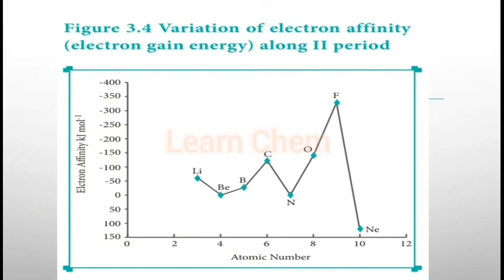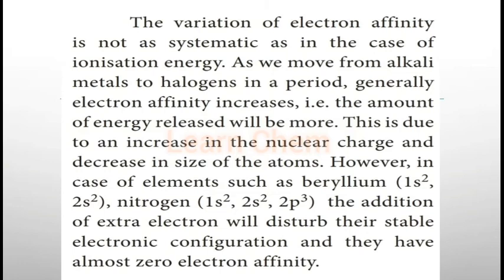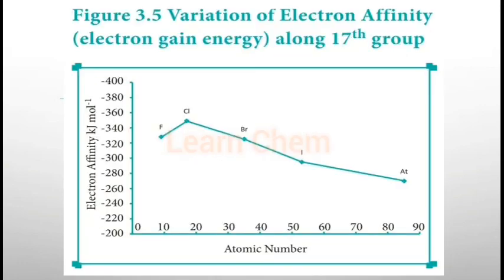Okay, in this series. Down the groups, from top to bottom the size of the atom gets larger, so the electron affinity value gets smaller, isn't it?